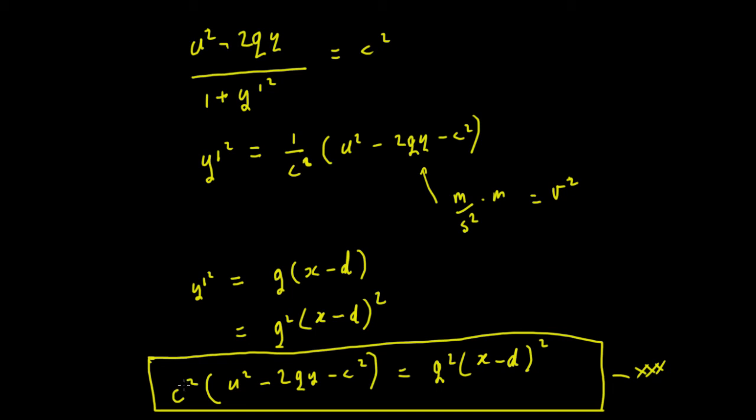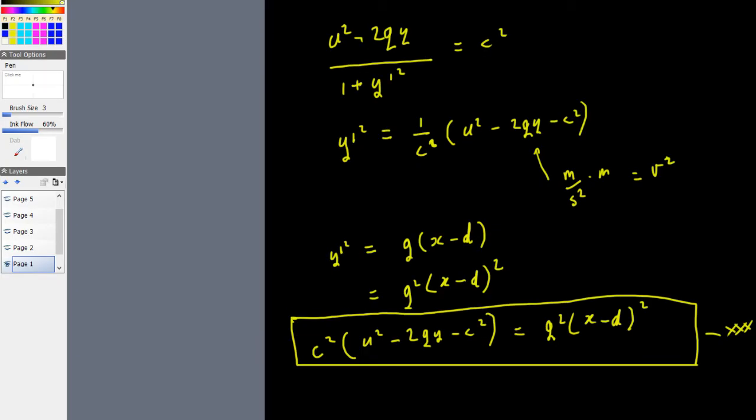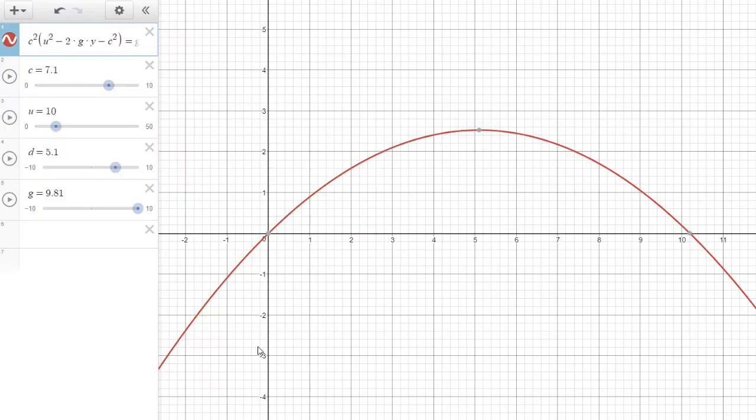So now, just to show that this actually works, we'll look at it in a little tool here. This is an online graphical calculator, so if I can bring it up here, that's it there. I've stuck the equation into this tool. It's called Desmos, D-E-S-M-O-S. You can see the equation in the top line up here: c squared equals u squared minus 2gy minus c squared equals g squared x minus d squared, and I've put in the values here.